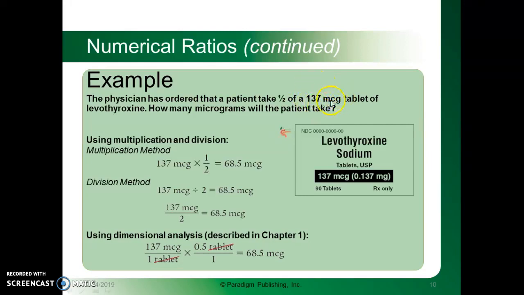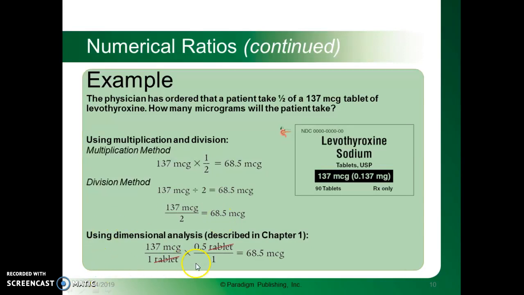So we would need to pay attention to this medication and the amount that we're taking. In this case, we're only taking half of that tablet, so we would technically multiply 137 micrograms times 1/2, which is equal to 68.5 micrograms. Division method: 137 micrograms divided by 2 equals 68.5 micrograms. Or a different way to write it down is 137 micrograms over 2, which will give us 68.5 micrograms.